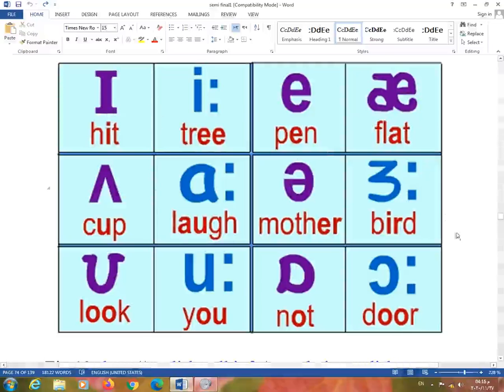Okay, here is a chart which illustrates all the English vowels, and as you see, there are 12. Seven of them are short vowels and five of them are long vowels. So 7 and 5 are 12.